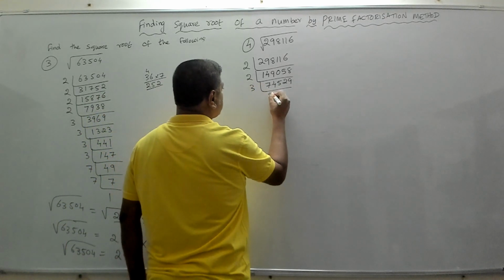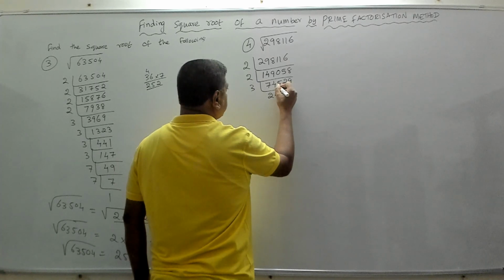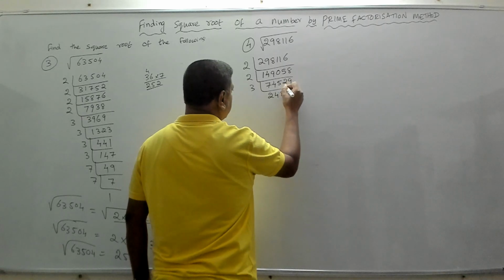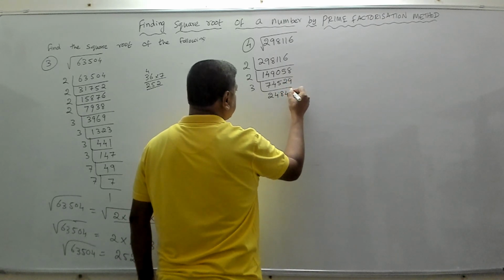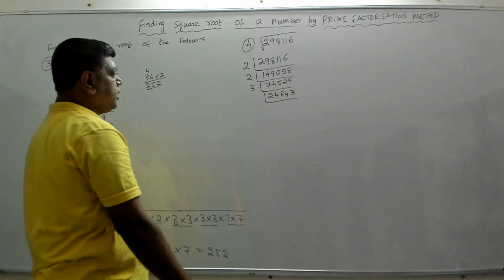How many times? 7 goes 2 times. 14 goes 4 times, remainder 2. 25 goes 8 times. 24, 1. 12 goes 4 times. 3 times. Now again, is this number divisible by 3?